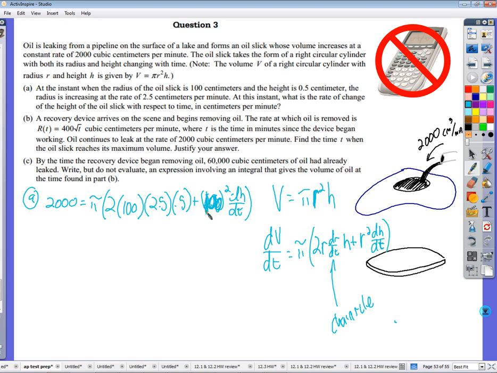You solve it, I'll solve it, let's see what we both get. Solve for dh/dt.